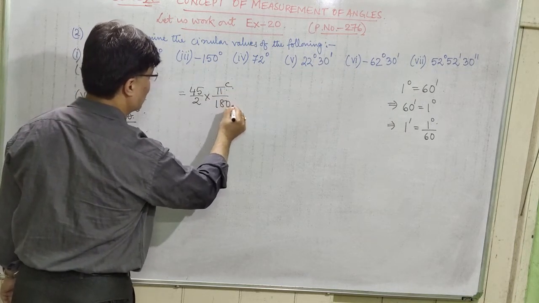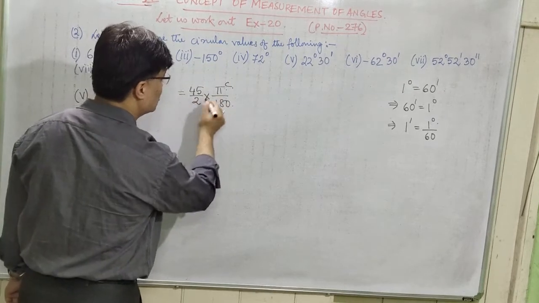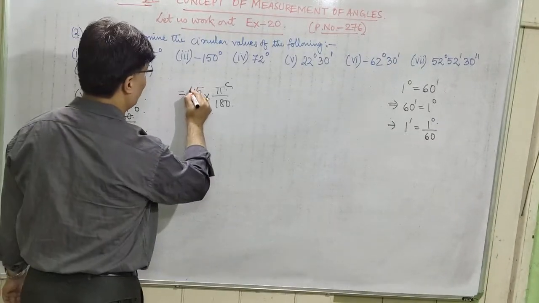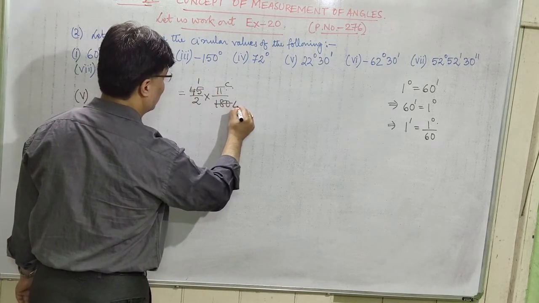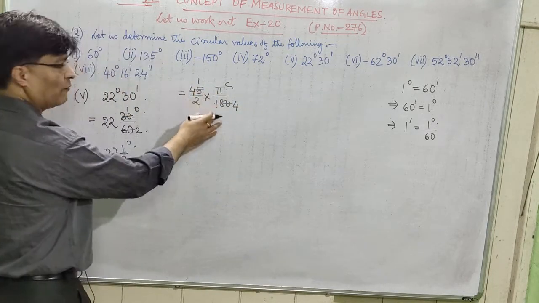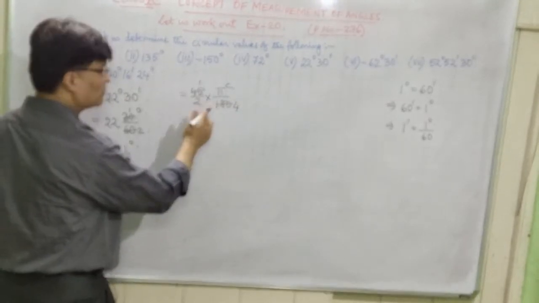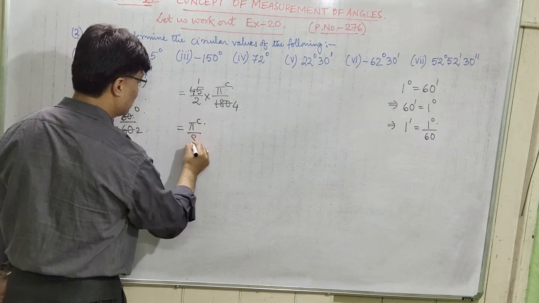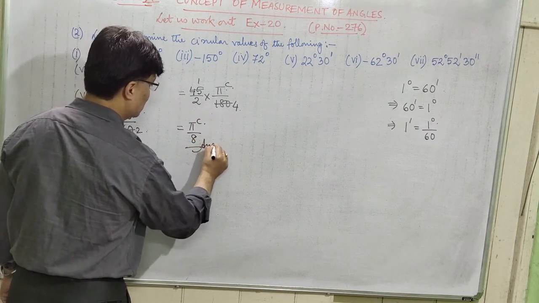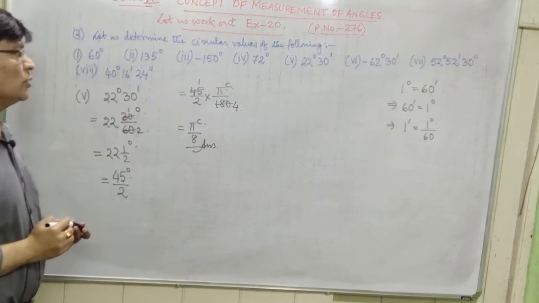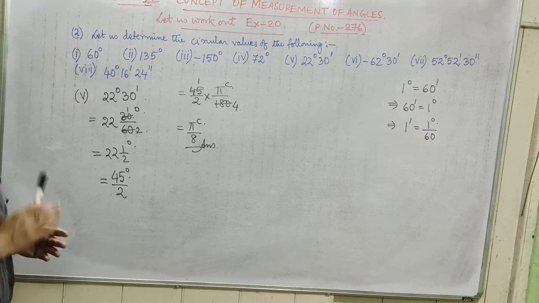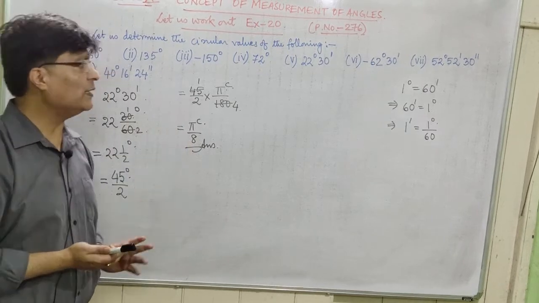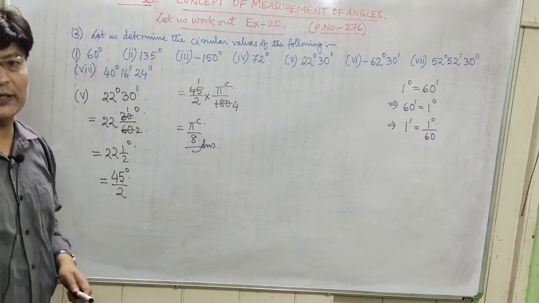In this case, you can't write degree. Okay. So 45 ones are 45, 45 fours are 180, isn't it? 4 fives are 20, 0, 2, 4 fours are 16 plus 2 is 18. So which is equal to pi radian divided by 8. So we have got the answer. Okay. So 22 degree 30 minutes in terms of radian is pi radian divided by 8. So I think you have understood it.